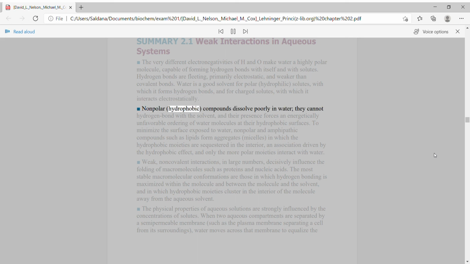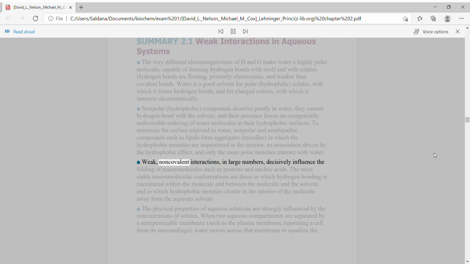Nonpolar, hydrophobic compounds dissolve poorly in water. They cannot hydrogen bond with the solvent, and their presence forces an energetically unfavorable ordering of water molecules at their hydrophobic surfaces. To minimize the surface exposed to water, nonpolar and amphipathic compounds such as lipids form aggregates, micelles, in which the hydrophobic moieties are sequestered in the interior, an association driven by the hydrophobic effect, and only the more polar moieties interact with water.